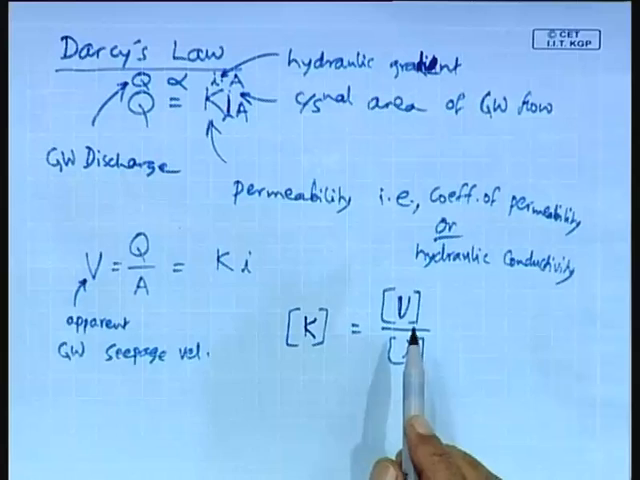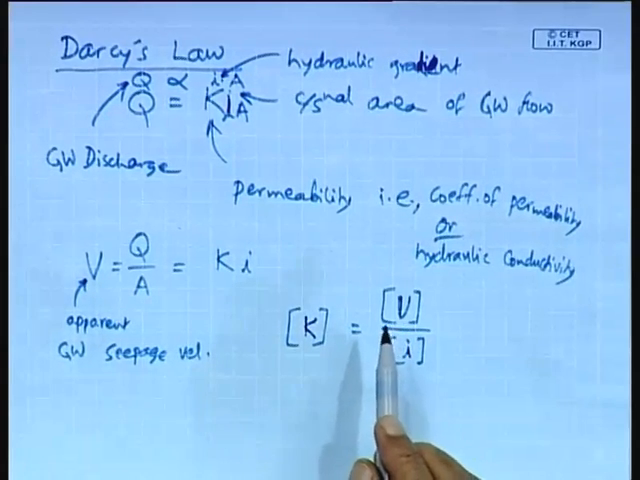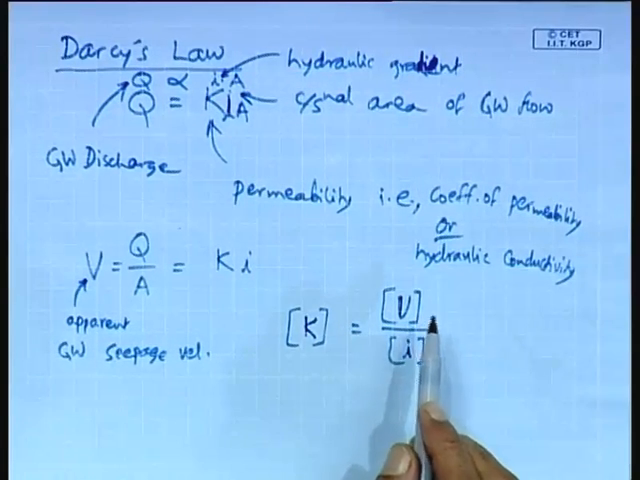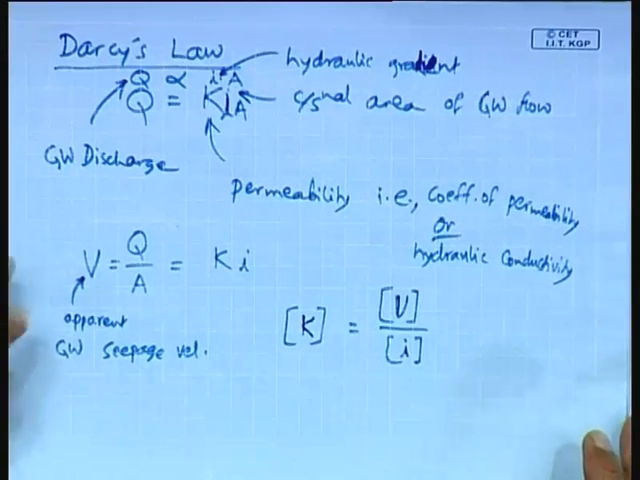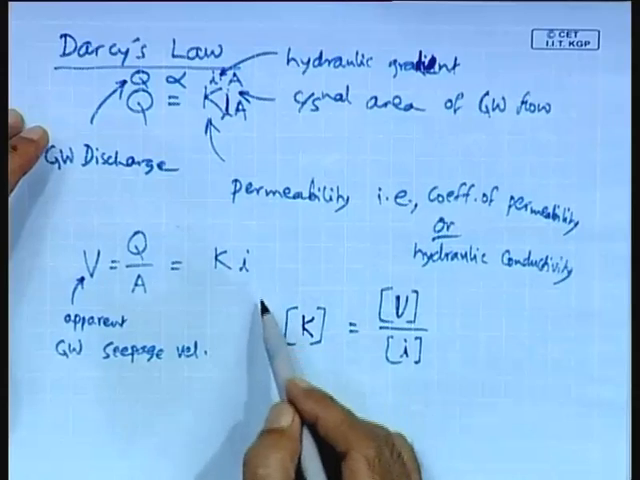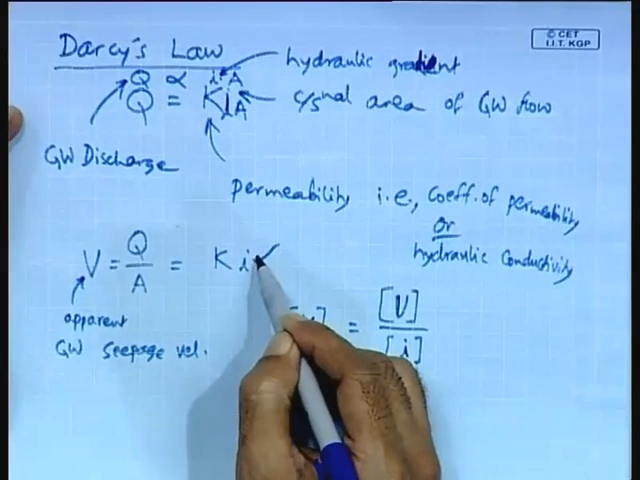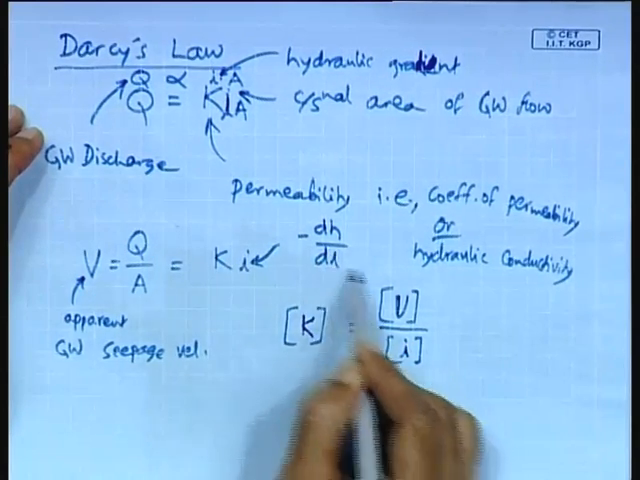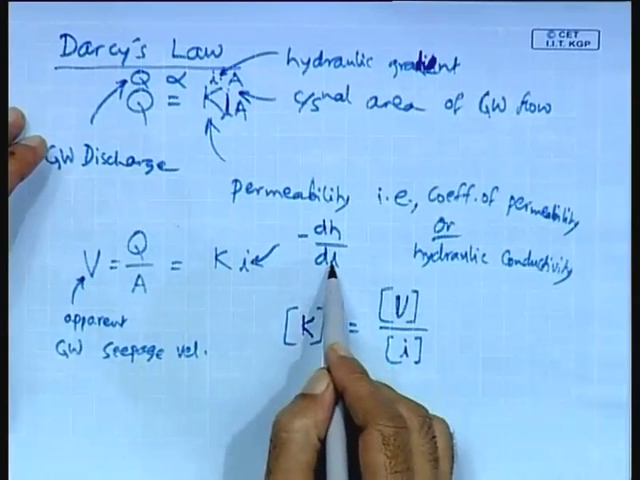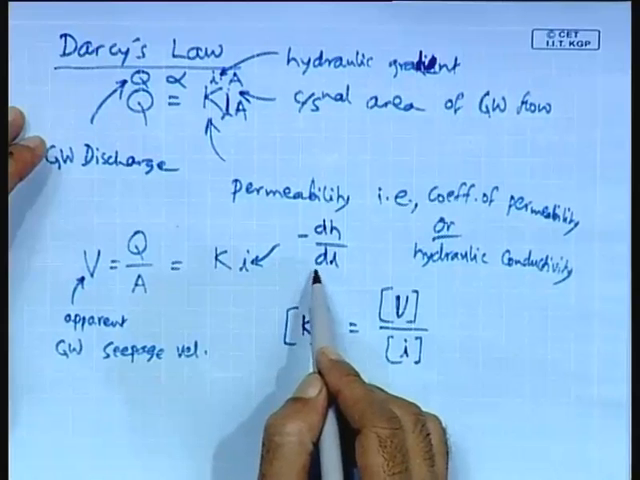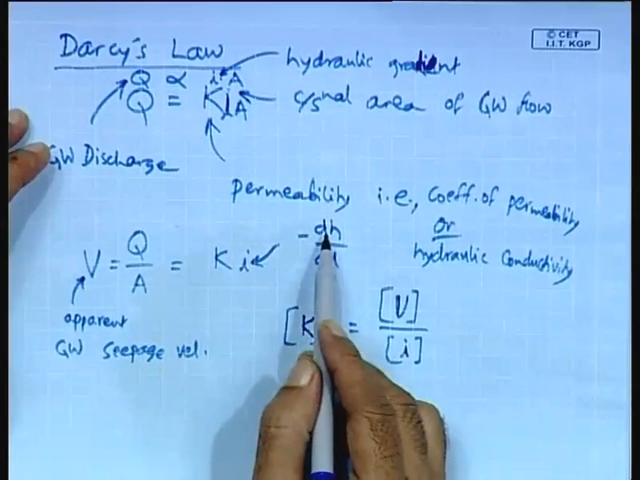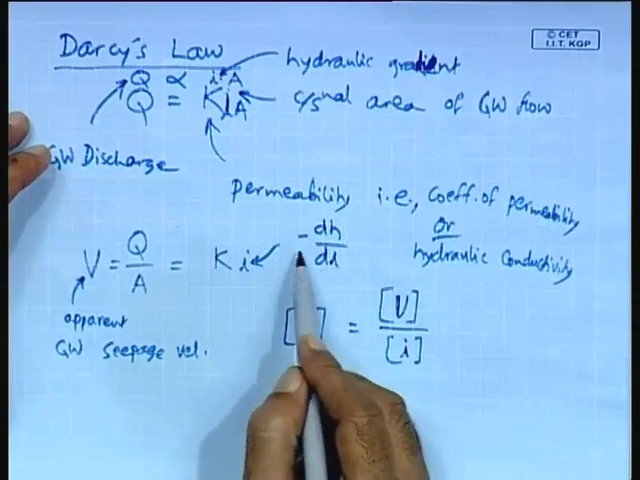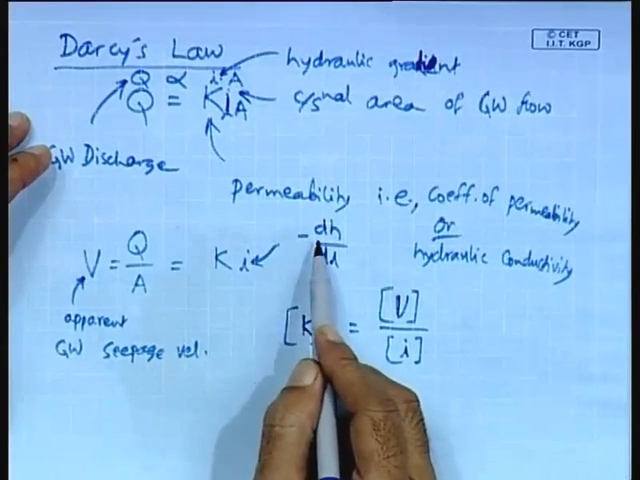So this is Darcy's law, which was stated by the French hydraulic engineer Henry Darcy in 1856. So here this I, which is the hydraulic gradient, is equal to minus dH by dL. So there is a negative sign to indicate that as the travel distance, the groundwater travel distance L increases, the groundwater head H decreases.